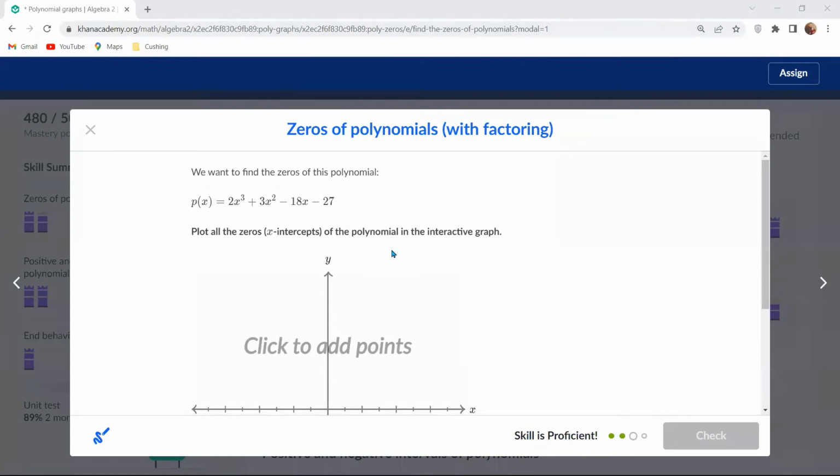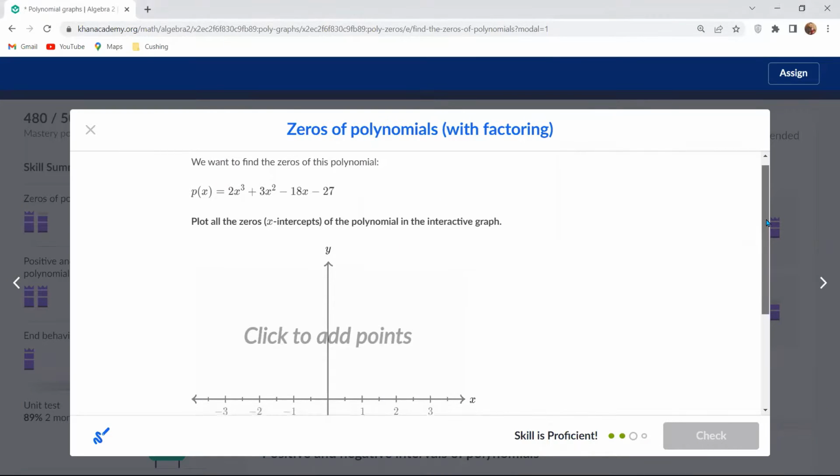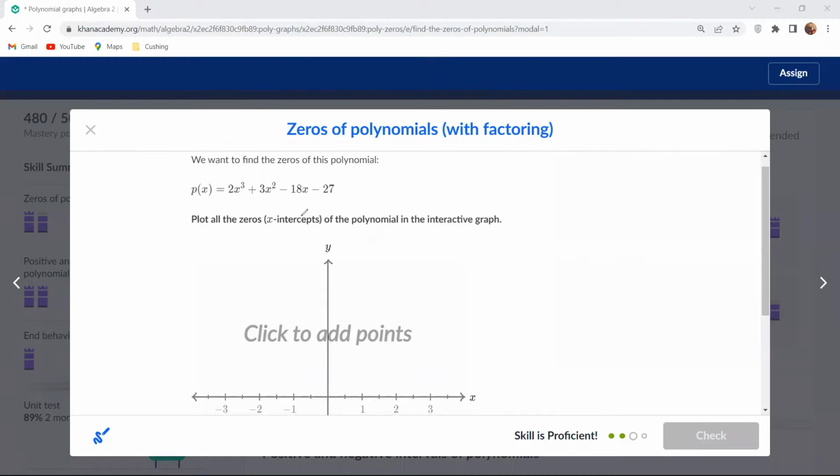All right. So we want to find the zeros of this polynomial. Take a sec, try this on your own, see what you get. All right, so what I do see here is a common ratio between the first two terms and the last two terms. And it might not seem like it, but it is.